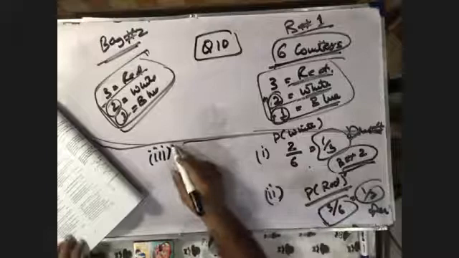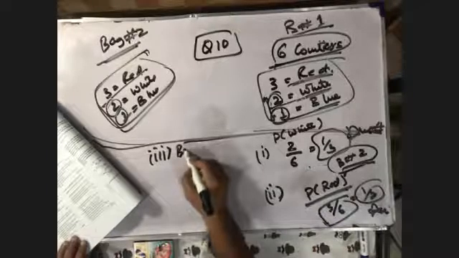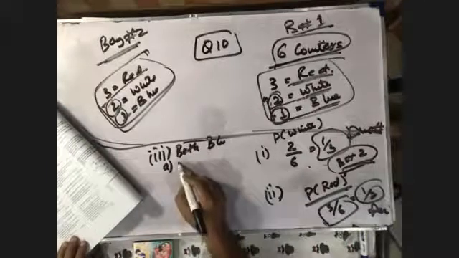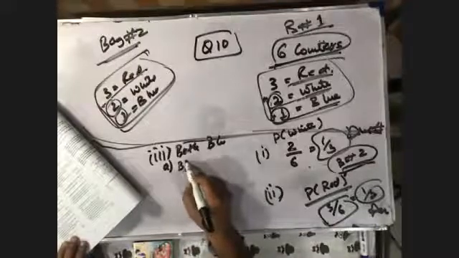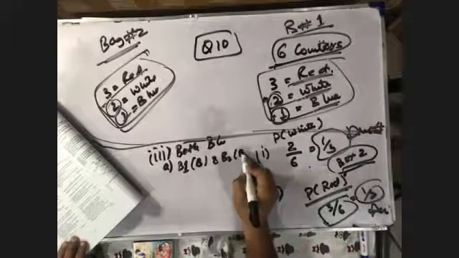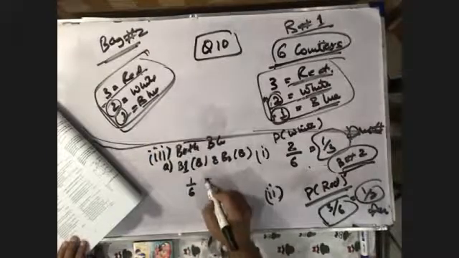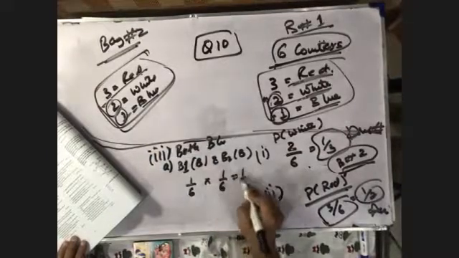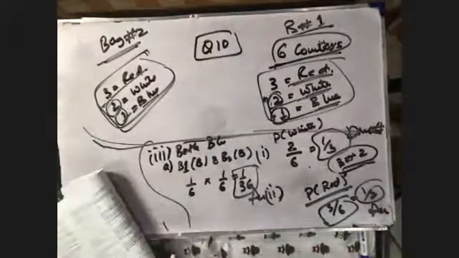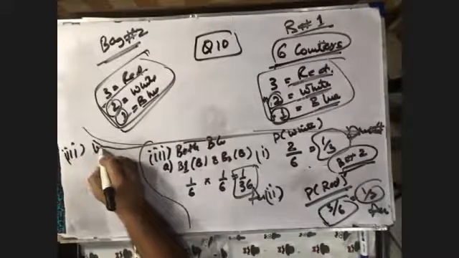Third part. 1 counter is drawn from each bag. Find the probability that the 2 counters are both blue. Both blue means bag 1 blue and bag 2 blue. Bag 1 blue, 1 out of 6, and bag 2 blue, 1 out of 6. 1 out of 36. Answer. The best part is the calculation is short. Part 3, part B.